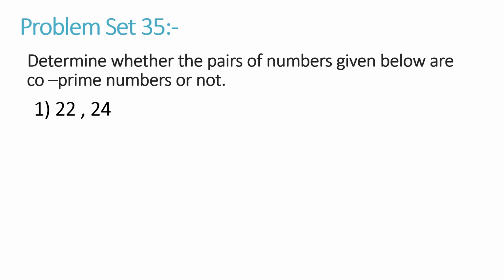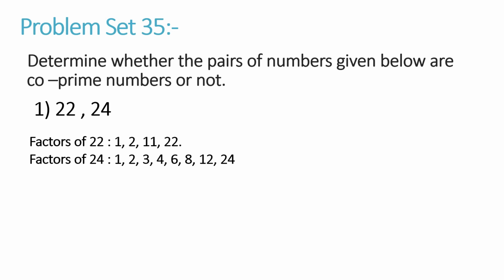Now let us solve problem set 35. Determine whether the pairs of numbers given below are co-prime numbers or not. First one, 22 and 24. First, you have to find the factors of 22 and 24.